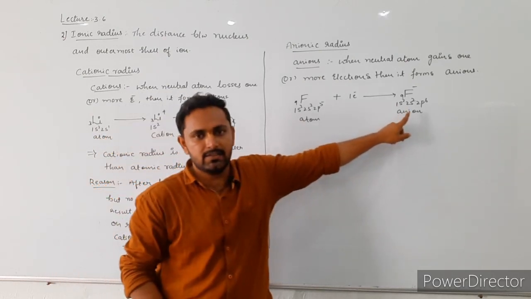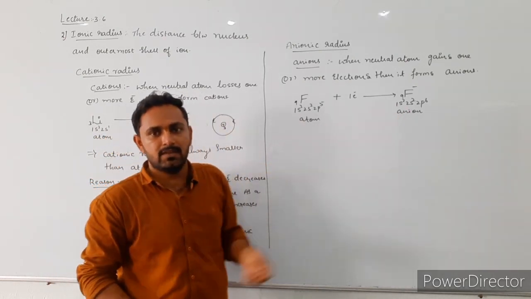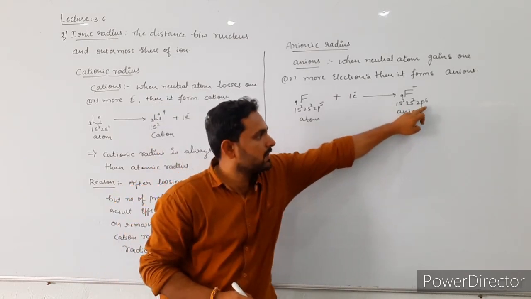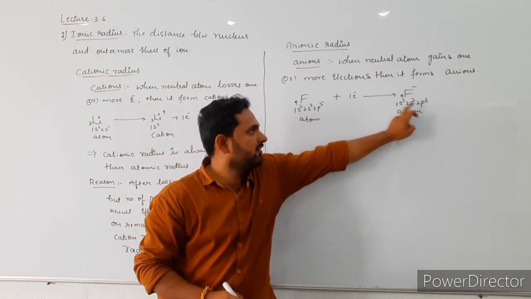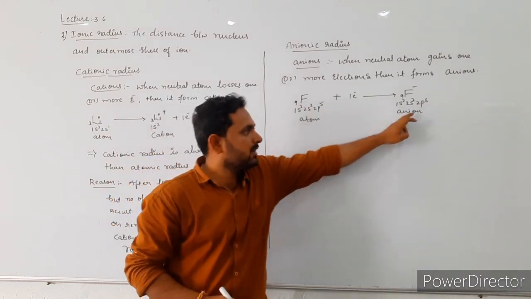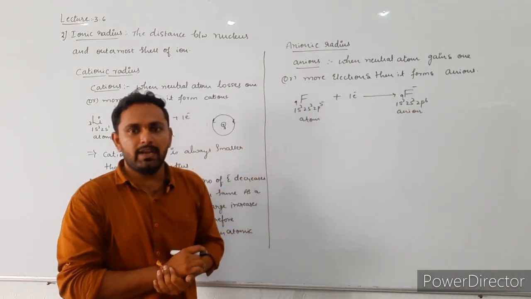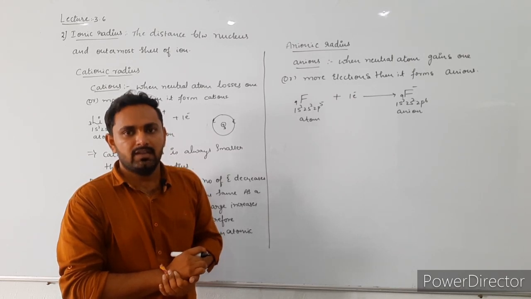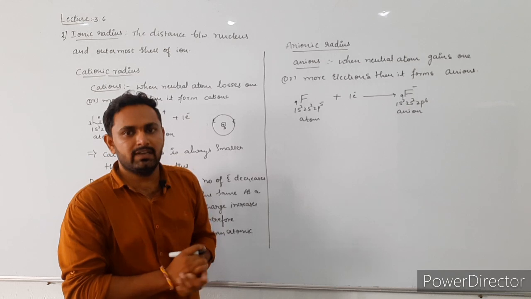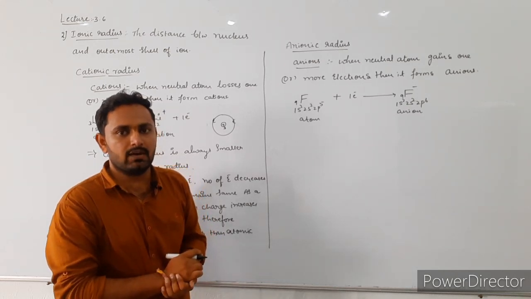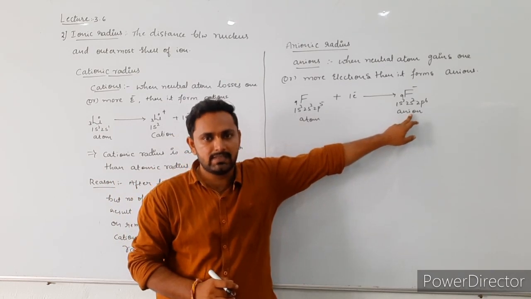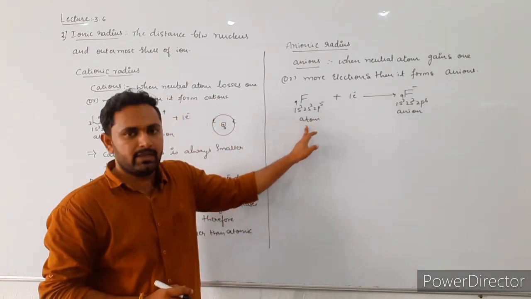Why is anionic radius greater than atomic radius? Because by gaining one electron, the number of electrons increases, but the number of protons is the same. Because of more electrons, there is more interelectronic repulsion. Due to more interelectronic repulsion, the force of attraction between the nucleus and the outermost electron decreases. That's why the anionic radius is always greater than atomic radius.